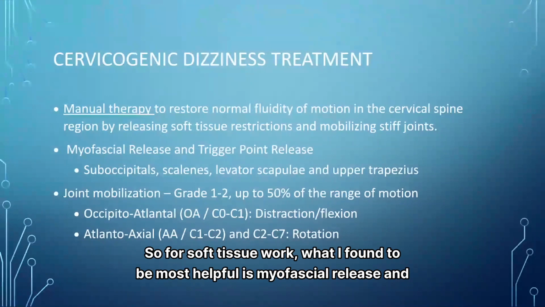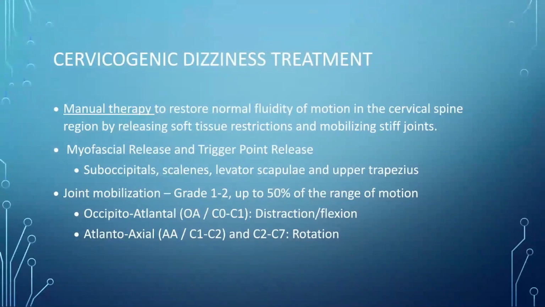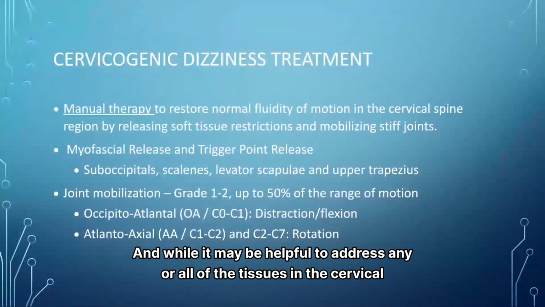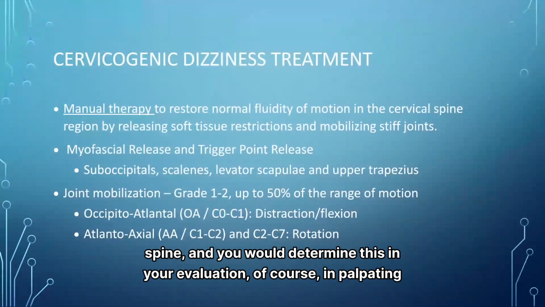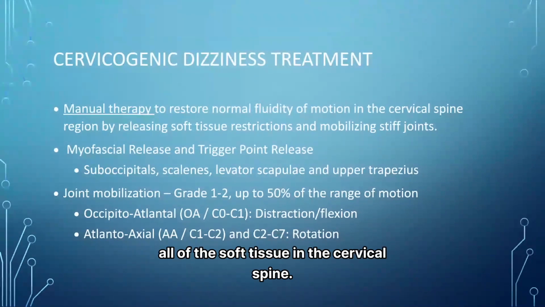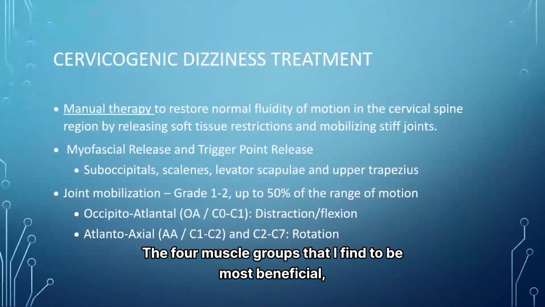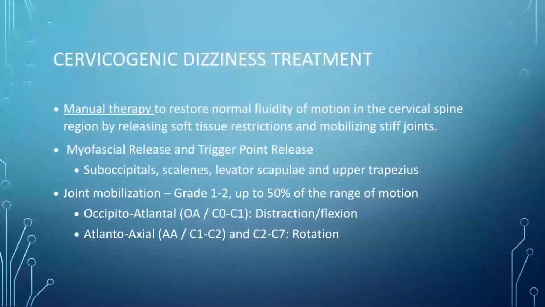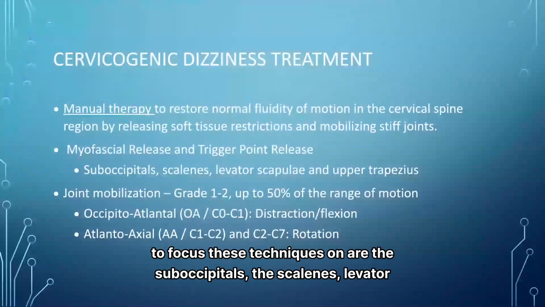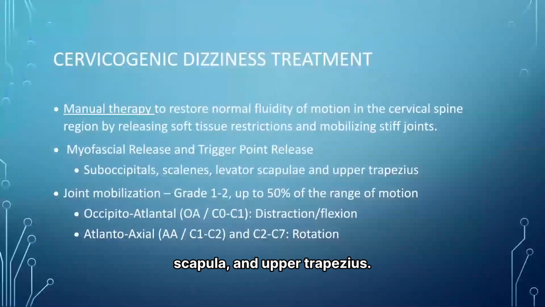So for soft tissue work, what I have found to be most helpful is myofascial release and trigger point release. While it may be helpful to address any or all of the tissues in the cervical spine, and you would determine this in your evaluation, of course, and palpating all of the soft tissue in the cervical spine, the 4 muscle groups that I find to be most beneficial to focus these techniques on are the suboccipitals, the scalenes, levator scapula, and upper trapezius.